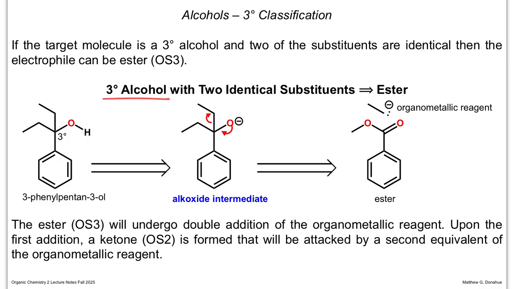What that tells us is we can start with something that is oxidation state 3, and it will add 2 of this same group to reduce it all the way down to oxidation state 1, which is now a tertiary alcohol.